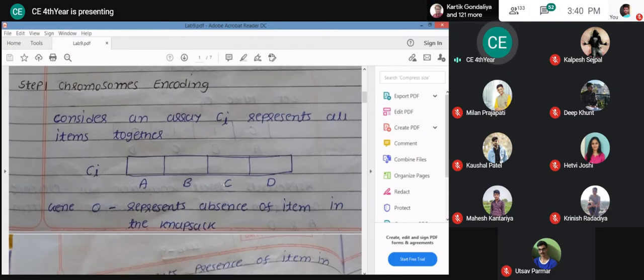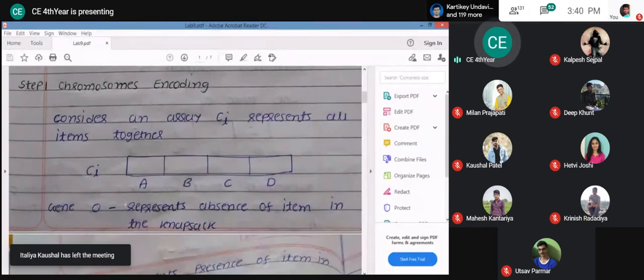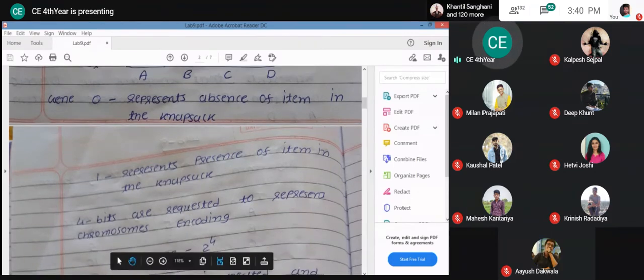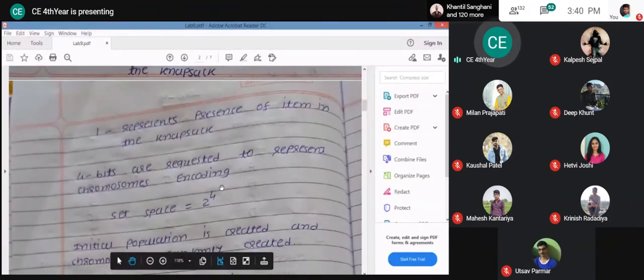Now see, there are 4 items: A, B, C and D. So this is my array. The 0 represents the absence of the item in the knapsack and 1 represents the presence of the item in the knapsack. So here there are 4 bits, which means 4 bits are required to represent the chromosome encoding. That is, the search space is 2 raised to 4.